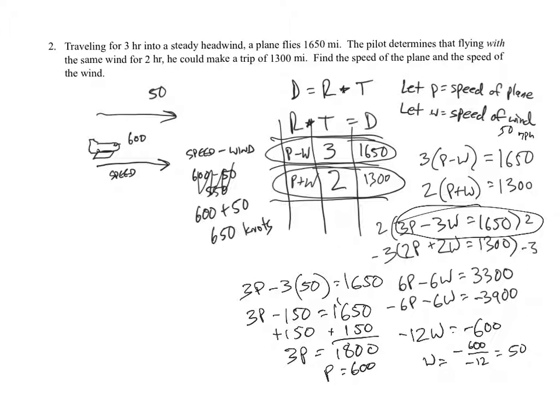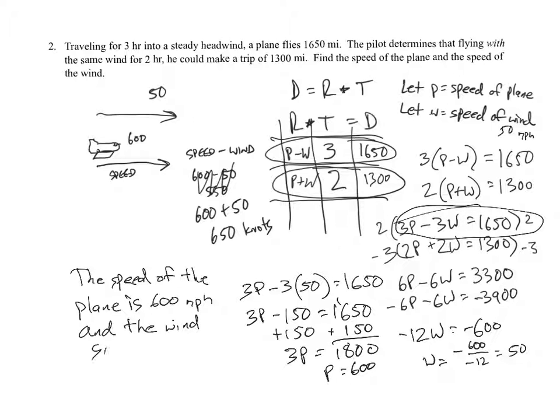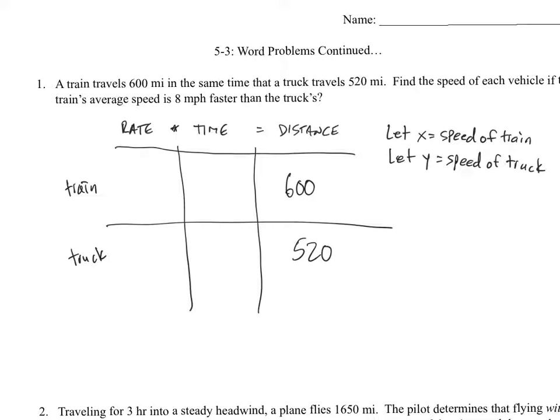So the answer to this is the speed of the plane is 600 miles per hour, and the wind speed is 50 miles per hour. Okay, so that solves that equation.